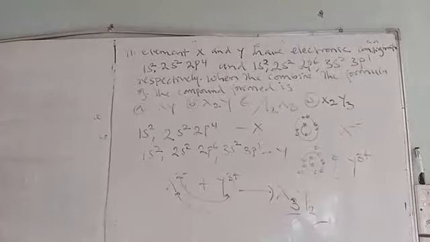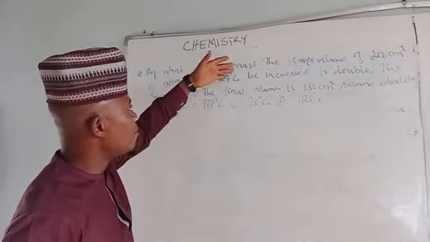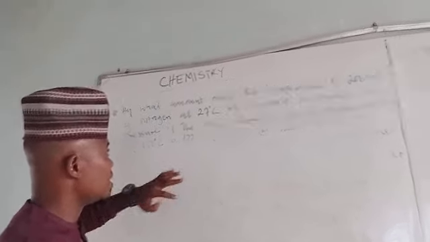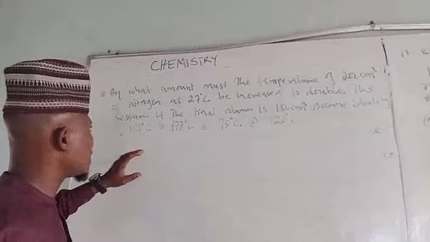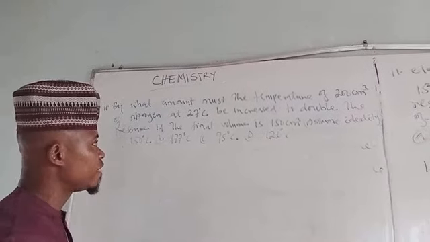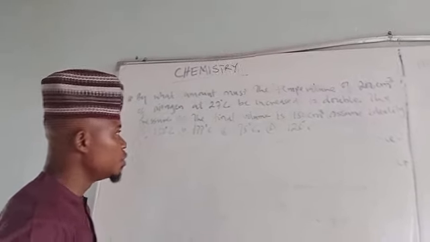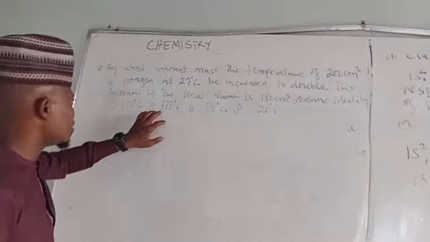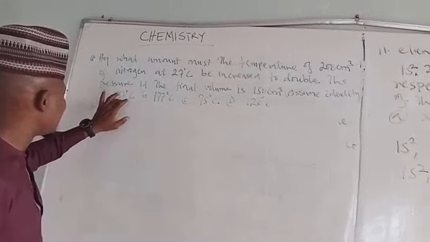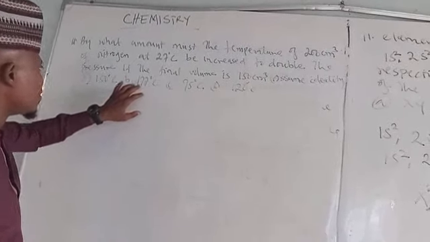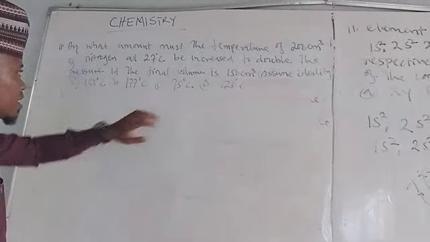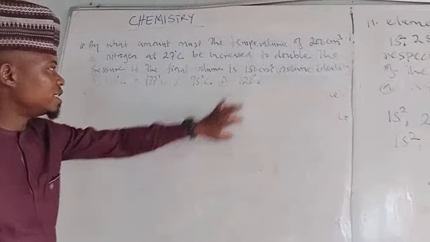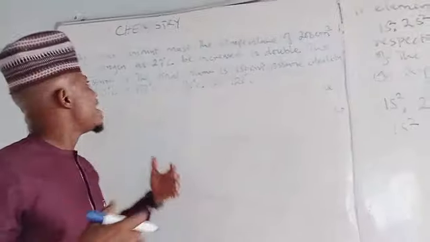Option C. Question 11. By what amount must the temperature of 120 cm³ of nitrogen at 27 degrees Celsius be increased to double the pressure if the final volume is 150 cm³? Assume ideality. Option A, 150 degrees Celsius. Option B, 177 degrees Celsius. Option C, 75 degrees Celsius. And option D, we have what? 120 degrees Celsius.